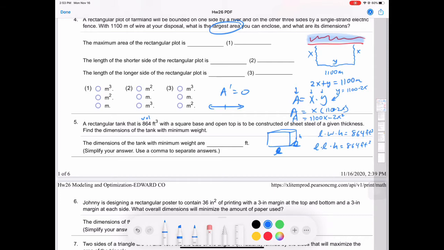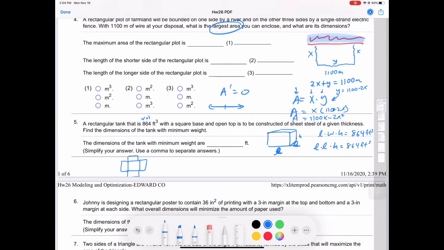So let's see, what am I trying to optimize here? If I optimize the weight, I guess that might be the amount of area I use. Constructed of a steel sheet of a given thickness. Find the dimensions of the minimum weight. So let's maybe think, if this is opened up, so we want to minimize the area that we would use.